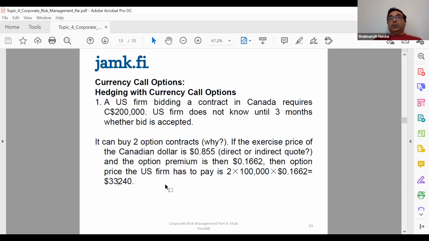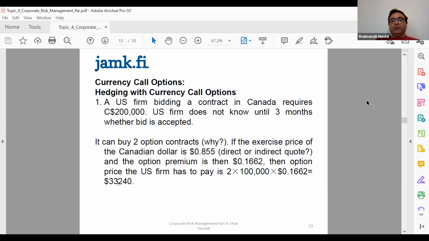And this is non-refundable money. So if the US company does not exercise the contract, your maximum loss can be 33,240. So 33,240 is the maximum amount of loss which the American company can have in a very bad situation when the option is out of the money.